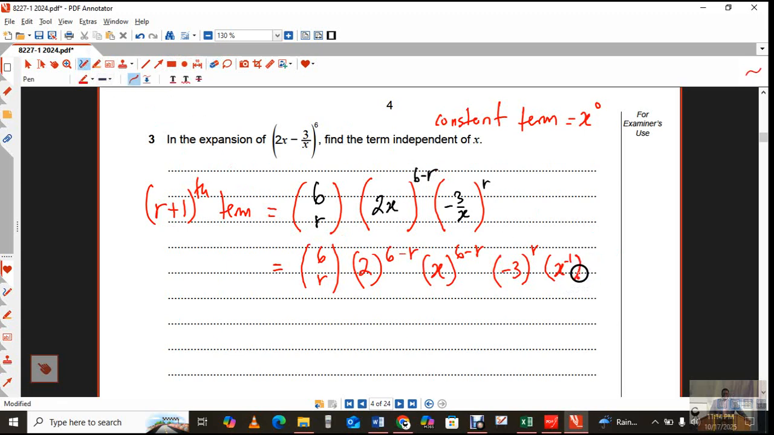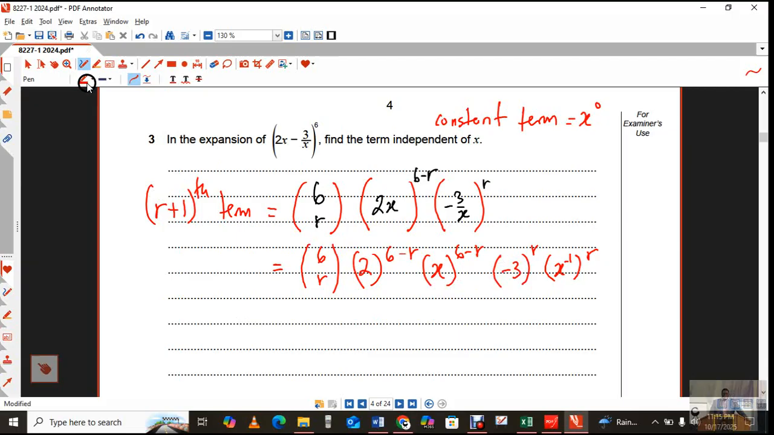X raised to the power of negative 1, and this is to the power of r. Okay, so I'm really, as I said, only interested in the terms in x. 6 choose r, 2 raised to the 6 minus r, and negative 3 to the r are all constants. I'm not really interested in the constant. I want the terms in terms of x.